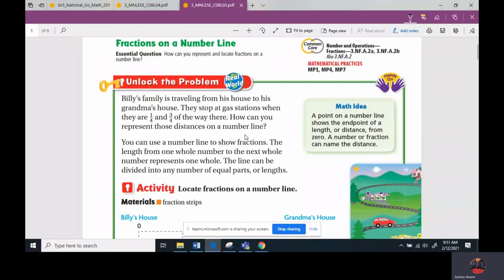So if 1 is first, guess what's going to come second? 2, 3, 4, 5, 6. The only difference is they have a denominator with it. So we're not working to get to 10. We're constantly trying to find a whole, and we know a whole equals 1. So we're looking between 0 and 1, at the fractions in between.